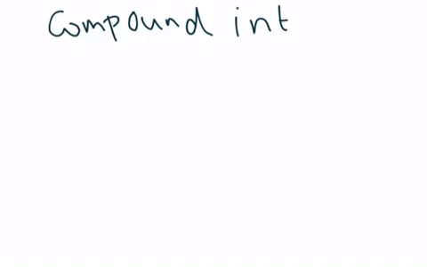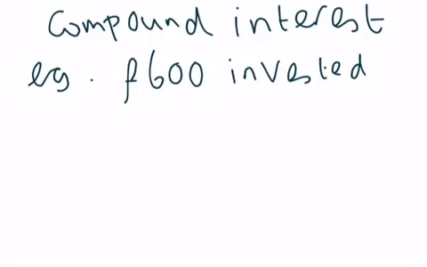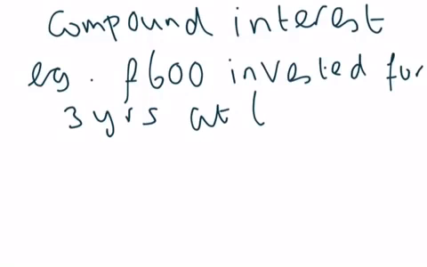So compound interest. As we said before then, compound interest is all about earning interest on interest. So let's do this by an example. So, e.g., find the compound interest paid on, again, £600, invested for 3 years at 6% per year.